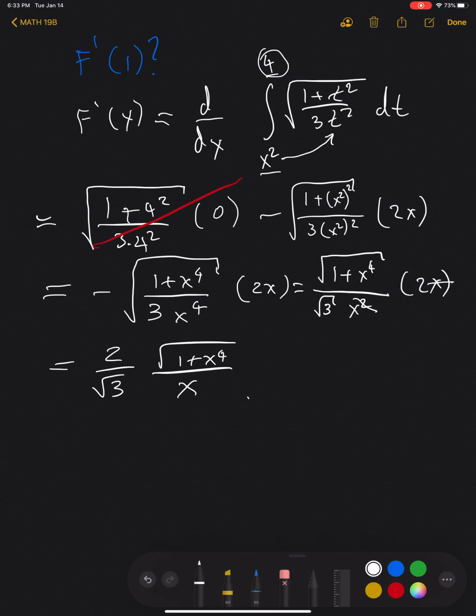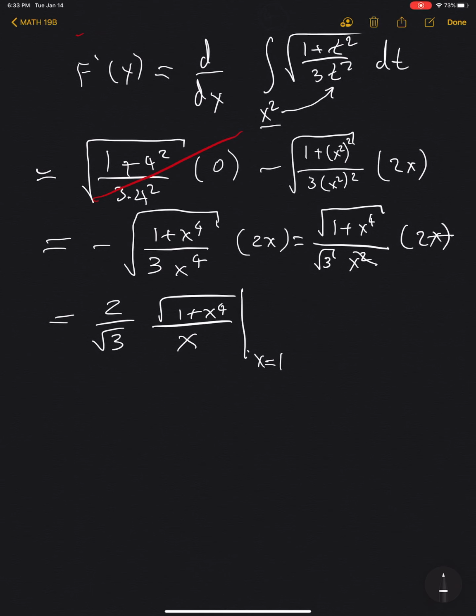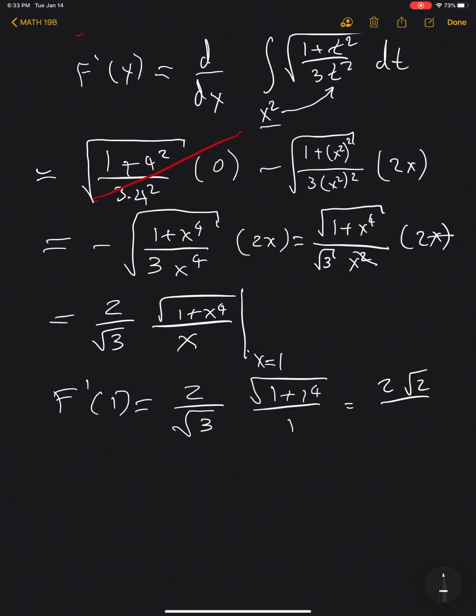Now notice that we are interested in finding the rate of change at 1. So the only thing that I have to do is plug x equals 1 into this expression. In other words, that would give me that the rate of change I'm looking for is going to be 2 divided by the square root of 3 times square root of 1 plus 1 to the 4th power divided by 1. And I guess I can manage this one. This would give me 2 times the square root of 2 divided by the square root of 3. And that will be my answer.